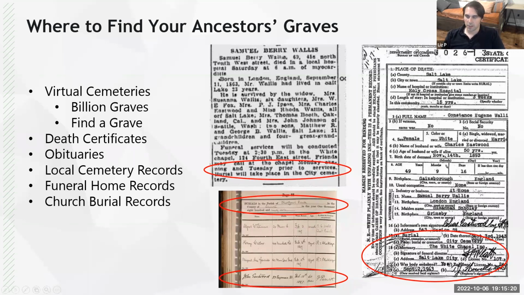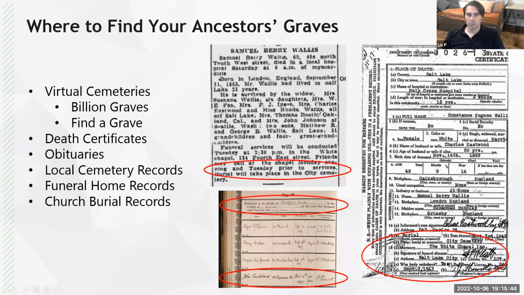This is in the city of Salt Lake, so it's Salt Lake City Cemetery. I've been to the grave. You can also see the name of the mortuary, the White Chapel Incorporated, with the funeral director there. So if I was, for whatever reason, unable to find certain things in the city cemetery, I might be able to look up information on that funeral home and look at their records to try to find out where they're buried.